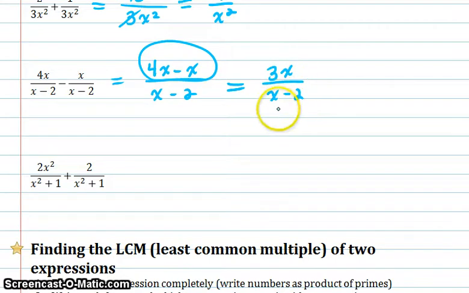We want to check and make sure each polynomial is factored fully. x minus 2 is factored fully, and we don't have any common factors in the top or the bottom, so that is our simplest form of our answer. Okay, let's look at the next one.